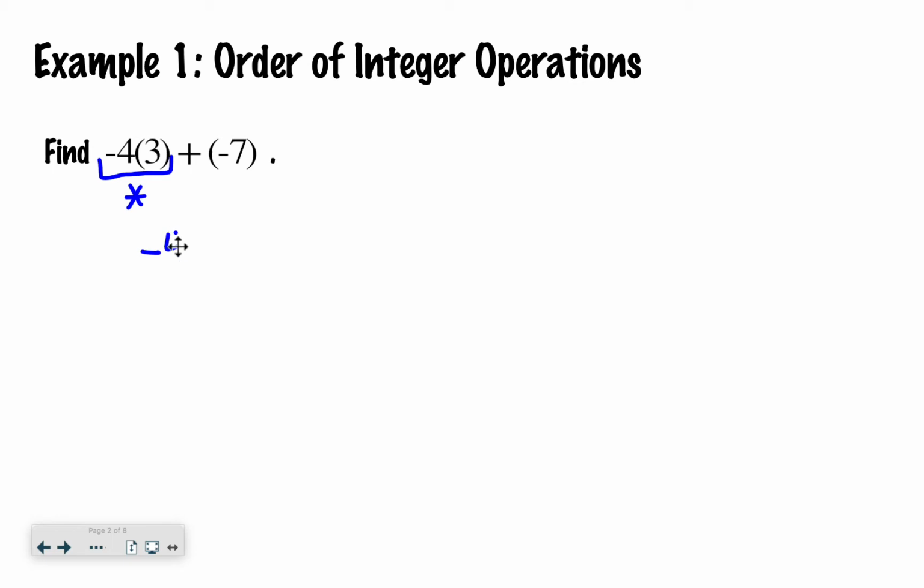So I'm going to start by saying negative 4 times 3. A negative times a positive is a negative, and 4 times 3 is 12. Then I have plus a negative 7. Back in the first section of this chapter, we talked about how a negative plus a negative is a negative, and you just add the two numbers together. So negative 12 plus 7 is 19, so our answer would be negative 19. I started with the multiplication and then I added my two negatives together.